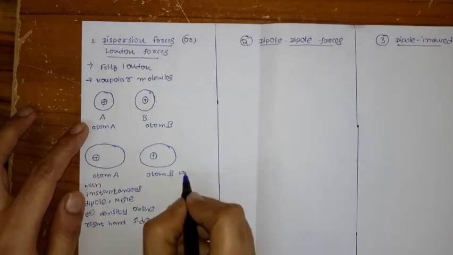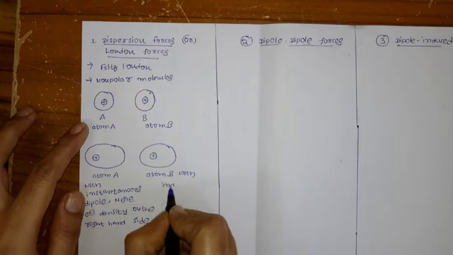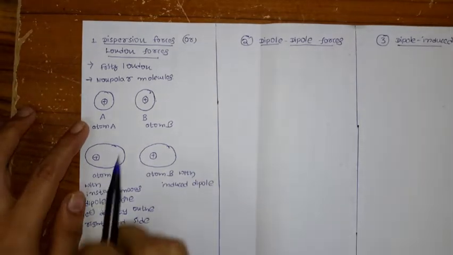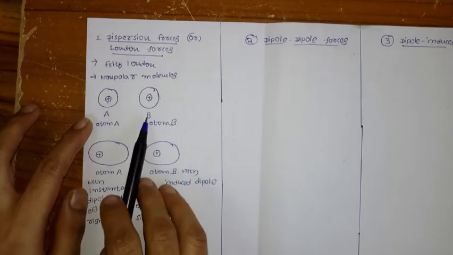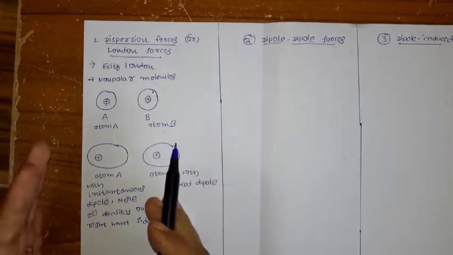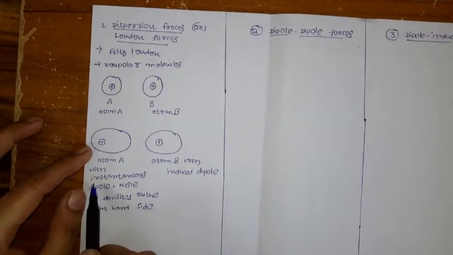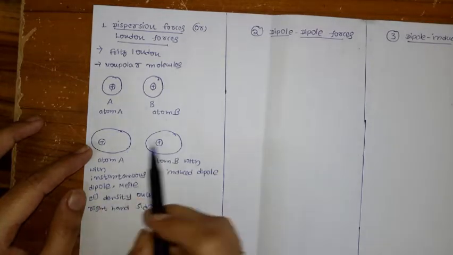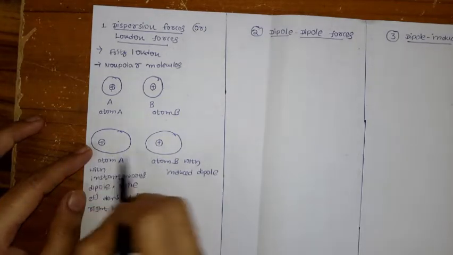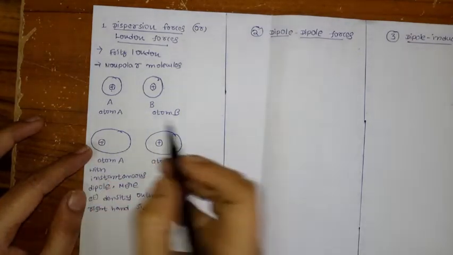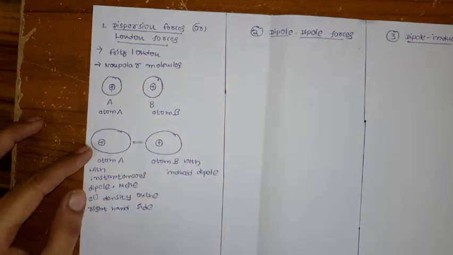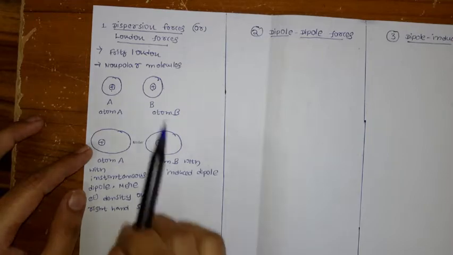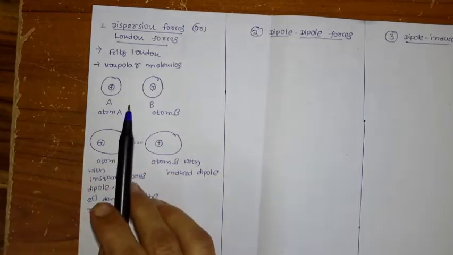Now, this is an atom with induced dipole. We are taking two atoms. When they are far away, nothing happens, but when they come too close to each other, we observe an instantaneous dipole. That means, temporarily, more electron cloud is present towards the right-hand side. Once there is a dipole moment, there will be an attraction between these two atoms. This type of interaction is called dispersion forces or London forces.